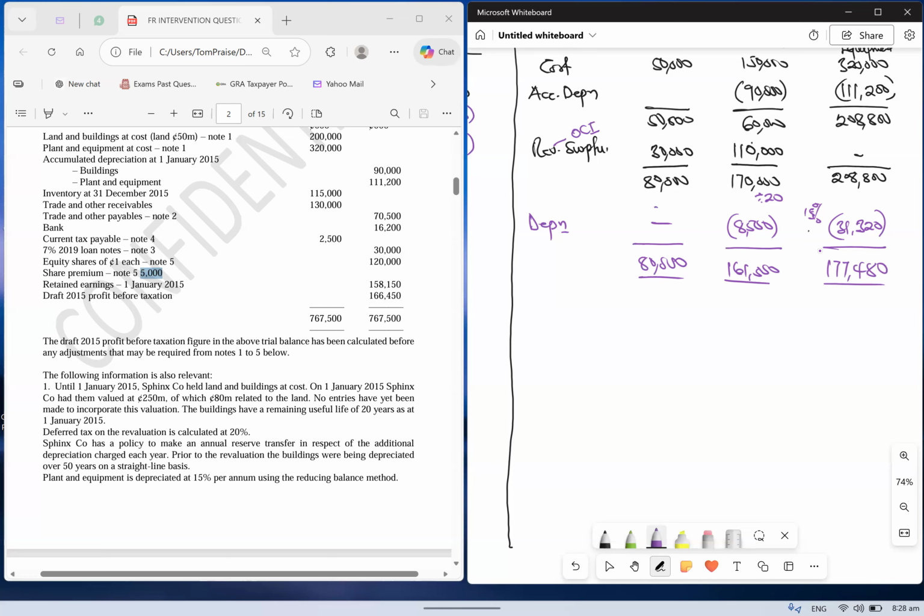Now, let me show you something. Whenever you see this statement in the question, be careful. Sphinx has a policy of making annual transfer in respect of additional depreciation charge each year. Now, when they make the transfers, it means that you are going to deduct something from your OCI and put it into your retained earnings. So when we say a policy of making an annual reserve transfer, the reserve is what we call the OCI. So they are going to make it. To be able to do the transfer, we call it excess depreciation, transfer of excess depreciation.